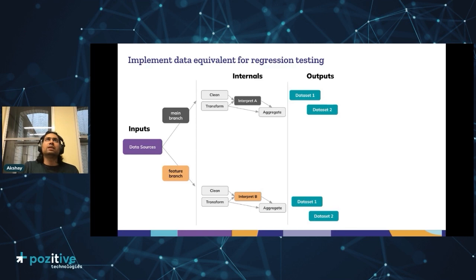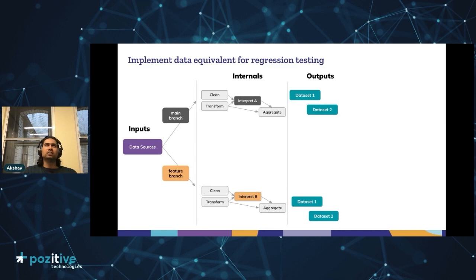So this is where we implemented a regression or A/B testing kind of strategy, where whenever we made a change, we would pass it through the same inputs, which were passed through two branches.